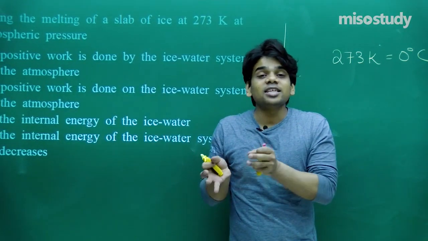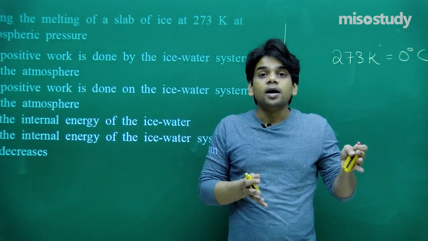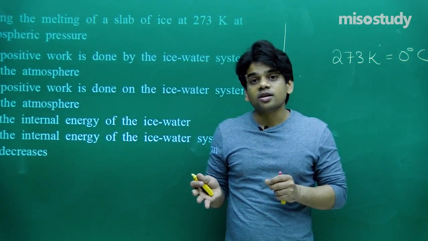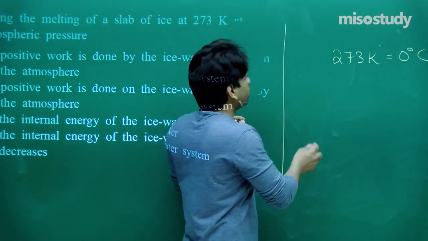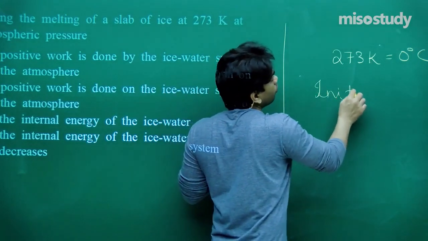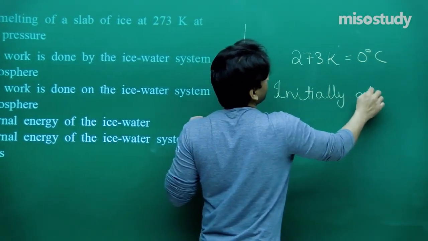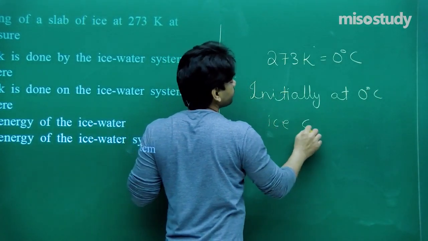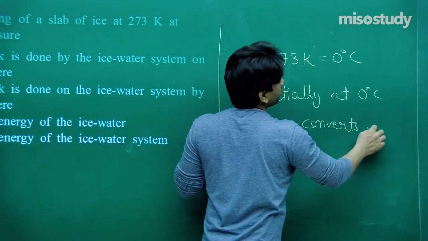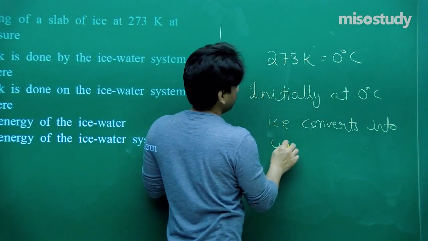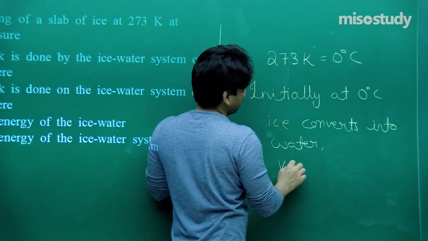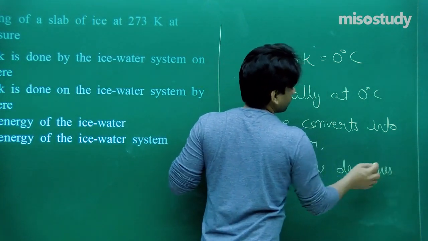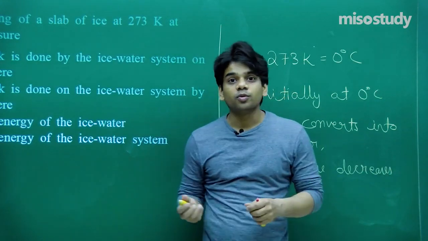But as it melts, you must be thinking that volume expands. But because of the anomalous expansion of water, just the opposite happens. Contrary to this, we find that volume decreases. So initially at 0 degrees Celsius, volume will decrease. That is what happens in the case of the ice water system. Initially at 0 degrees Celsius, when ice converts into water, volume decreases. This is what we know about the ice water system. The volume is going to decrease.